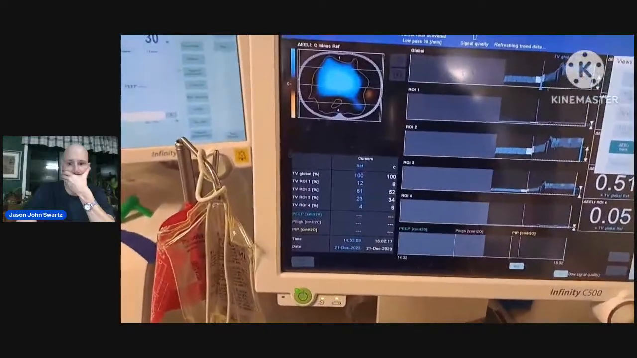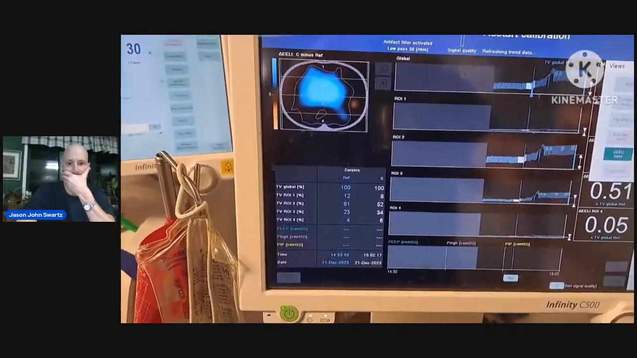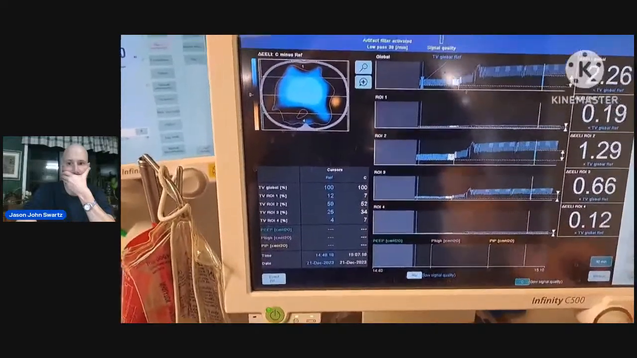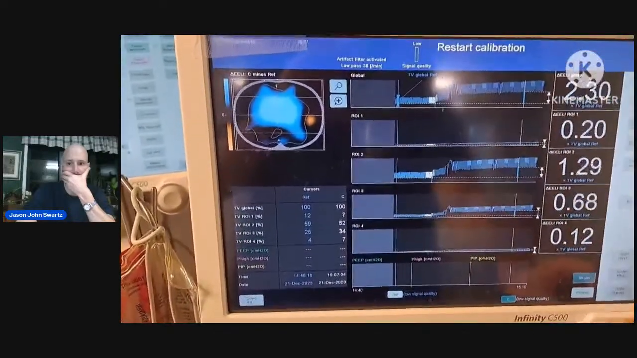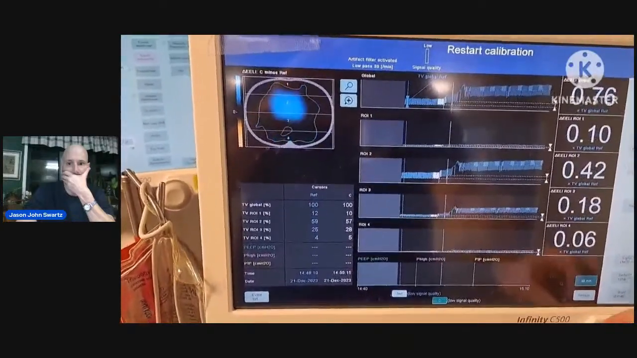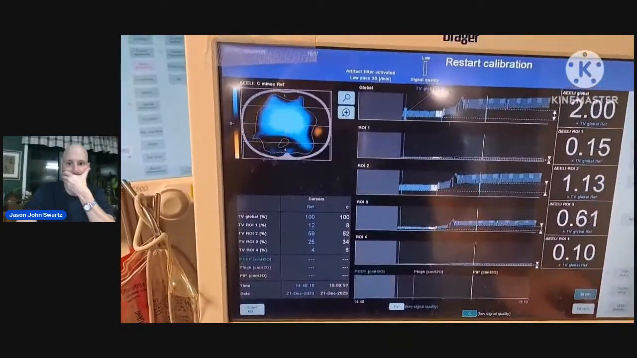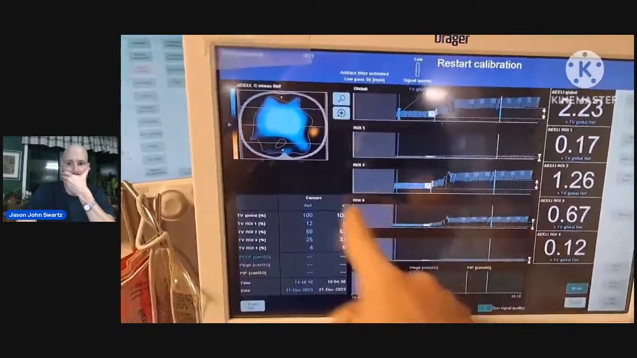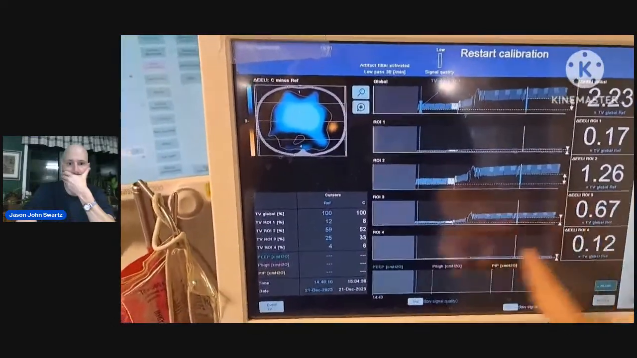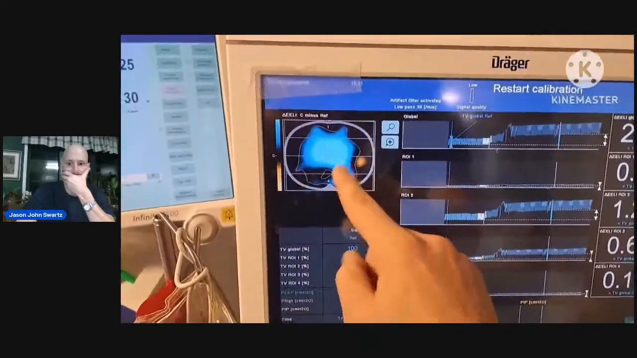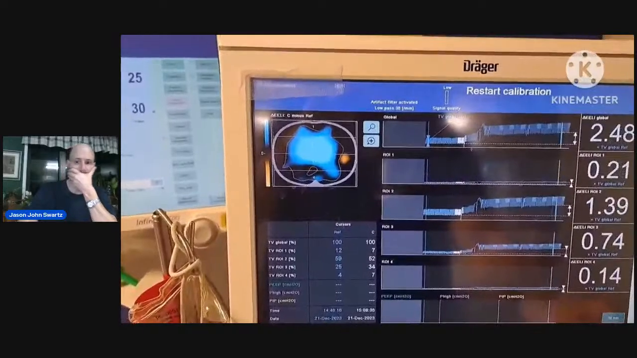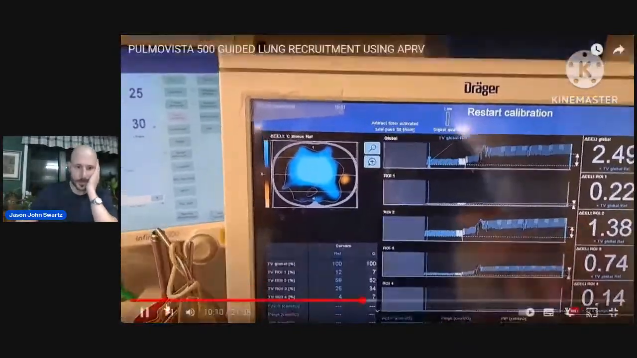We have over here, as these impedance values increase, it means that we're increasing the functional residual capacity, the end expiratory lung volume. And I'm really concentrating on 3 and 4. I want to see a significant amount of increase here because that's where there was no ventilation. So we see that over time, 65 and 11, 74 and 14, we are.